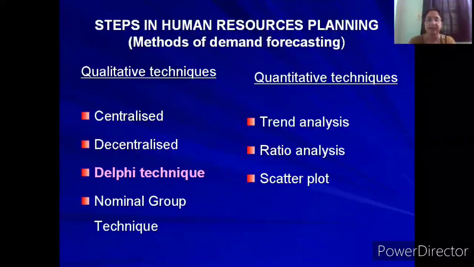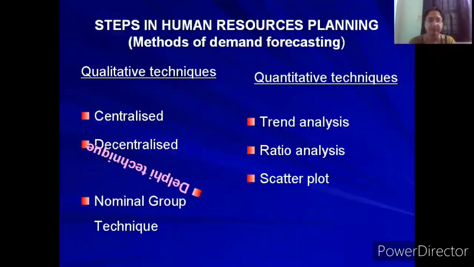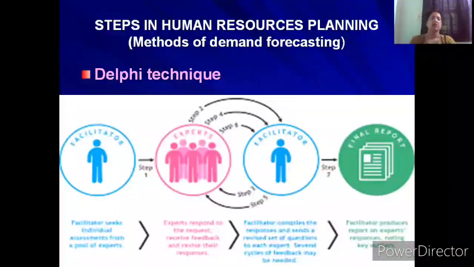Moving on to the third technique here, there is something known as the Delphi technique. Another name for the Delphi technique is the expert opinion method. So let us now see what exactly happens in the Delphi technique of demand forecasting. This picture which is given here is talking about a facilitator, an intermediary. It's talking about 5 experts, and it is also showing you the way in which interaction is happening between the facilitator or the intermediary and the experts.